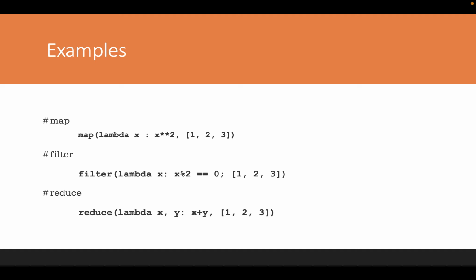In the case of filter, it only returns elements which are even, because our lambda function here actually checks whether the element is even. Then we come to reduce, where we return the sum of the elements in the list. As you can see, the addition function is being applied here.